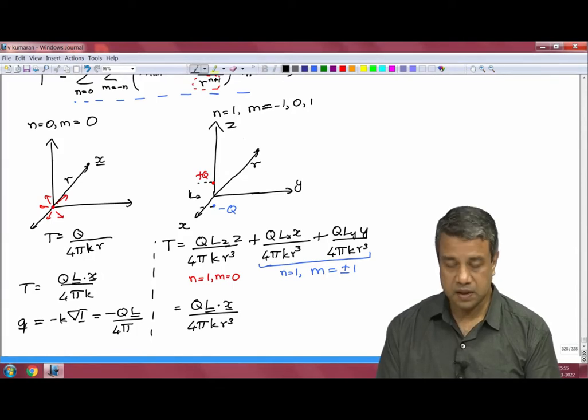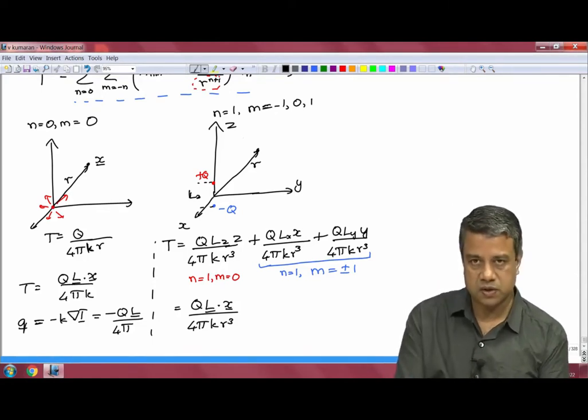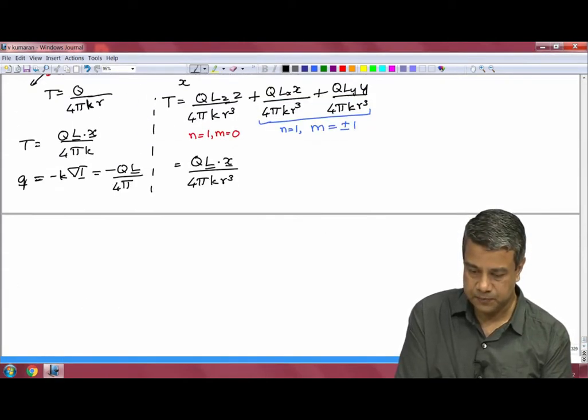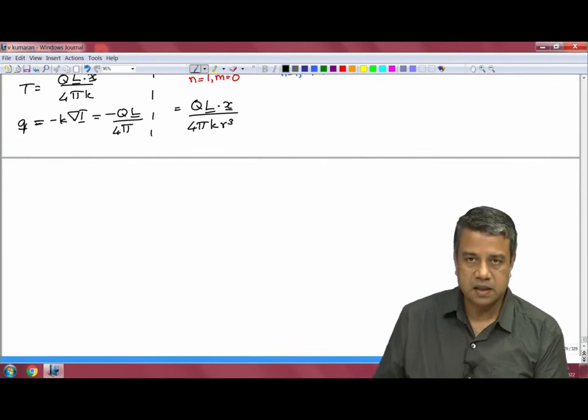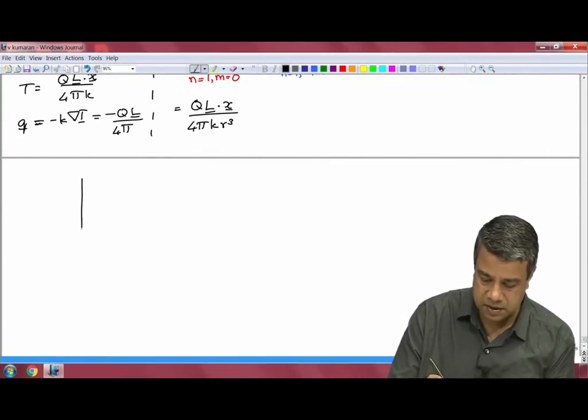So, these are the growing harmonic solutions in which the flux is a constant. The temperature increases proportional to the distance x, and the flux is a constant. So, basically this represents the temperature field, for example, in the z direction.